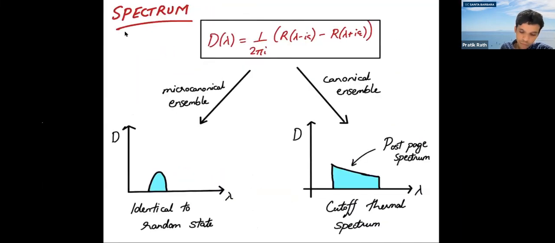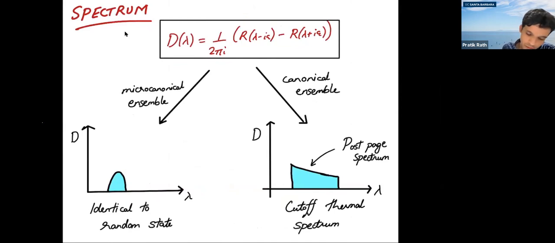Okay. So what do we do with the resolvent? Well, once you have the resolvent, we just take the discontinuity on the real axis. This is something like the optical theorem. Once we do that, we get the density of states. And there are two ways in which we can do this calculation. First, we can consider the gravitational system to be in the microcanonical ensemble.